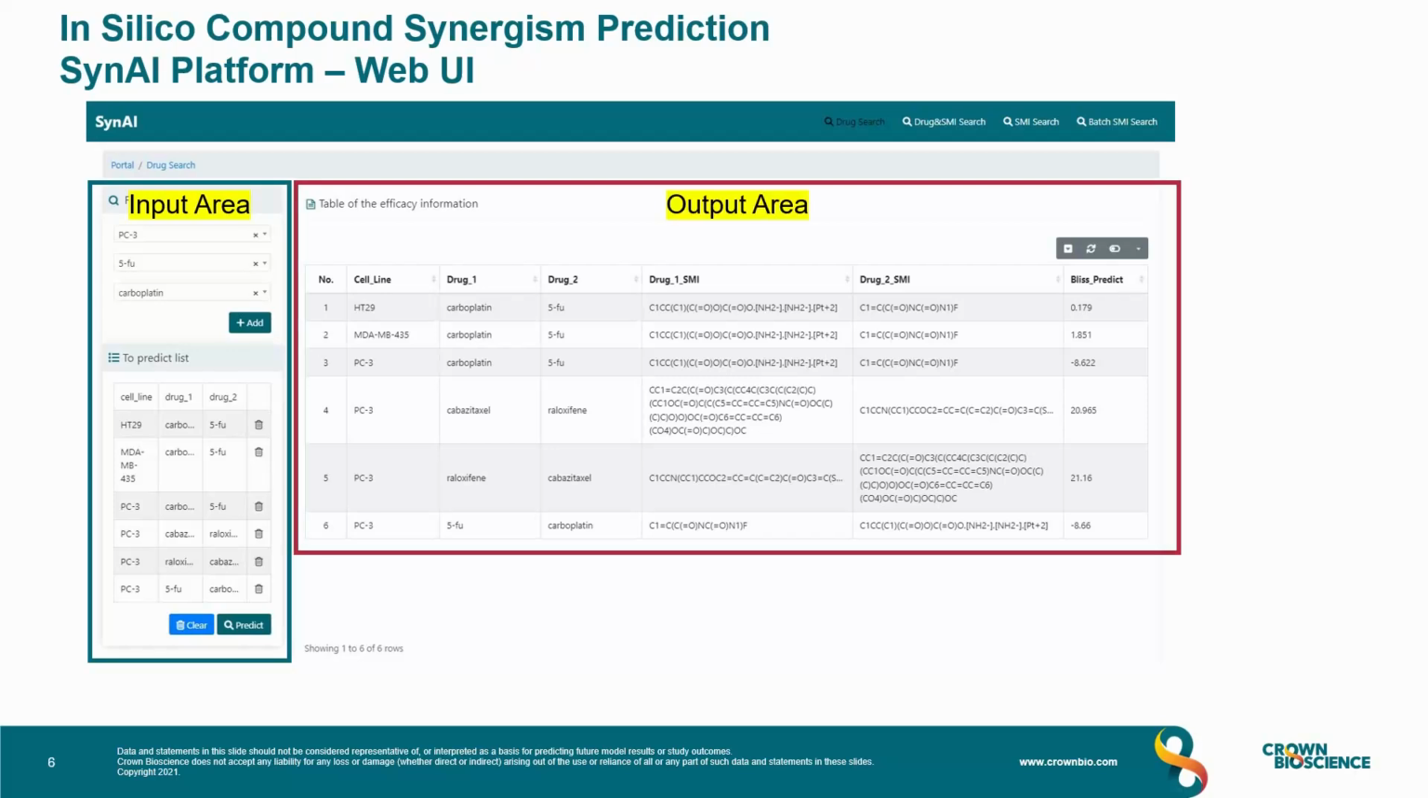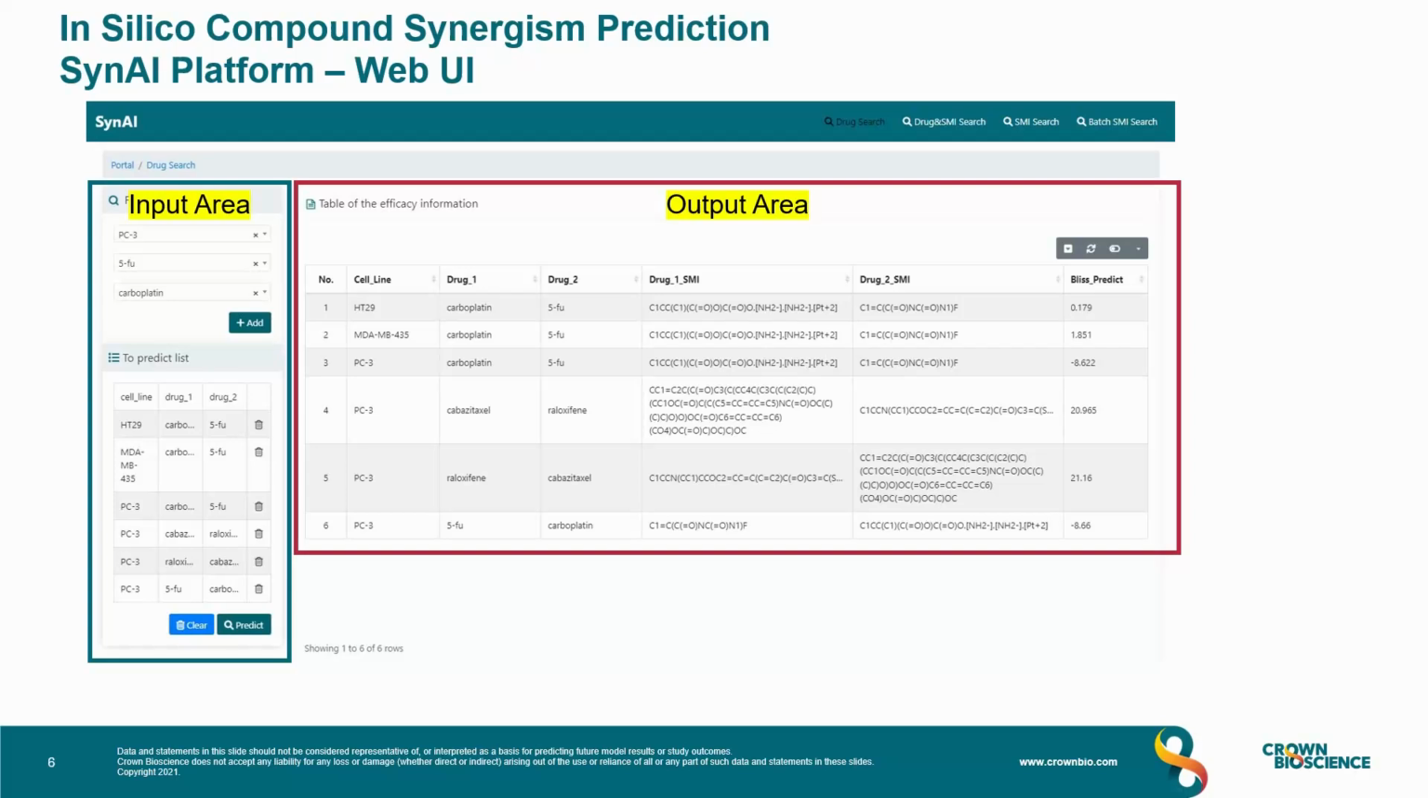And on the right-hand side, we can see the output of the predictions, where the names of the cell lines, the names of the drugs, and the Bliss scores from the predictions are elaborated. And the table can be downloaded, of course, in a standard CSV format.